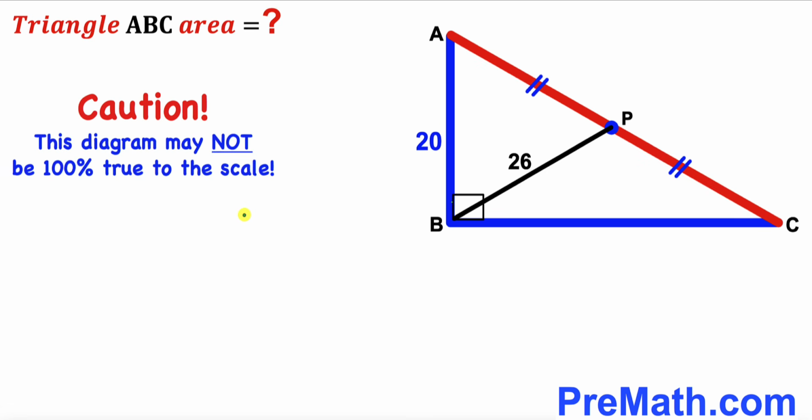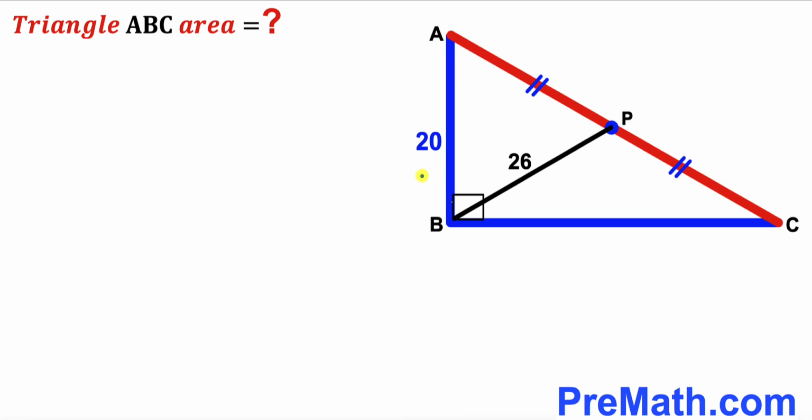Please keep in mind that this figure may not be 100% true to scale. Let's get started with our very first step. Let's focus once again on this right triangle ABC. Since we are interested in calculating its area, let's recall the area of a triangle formula. Area is always equal to a half times base times the height of the triangle.